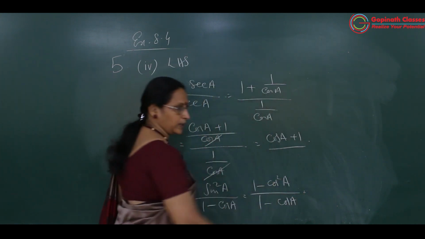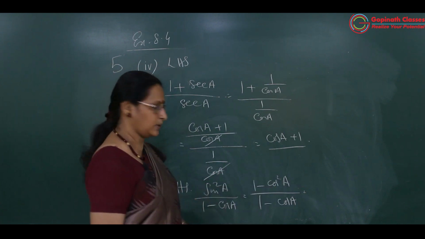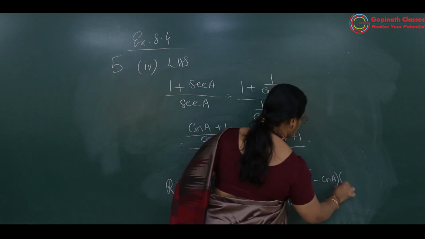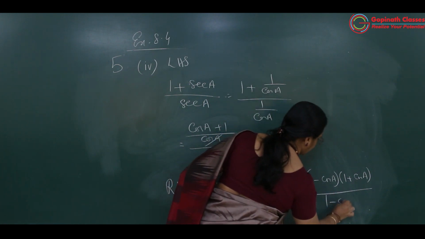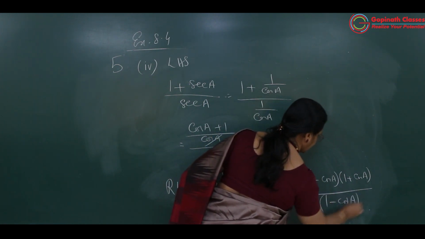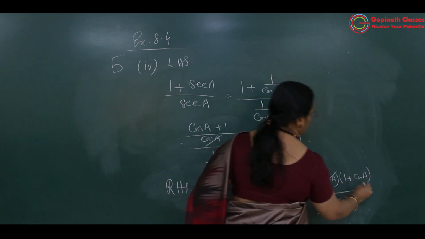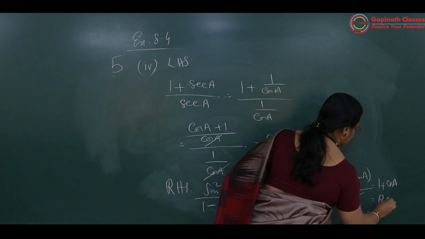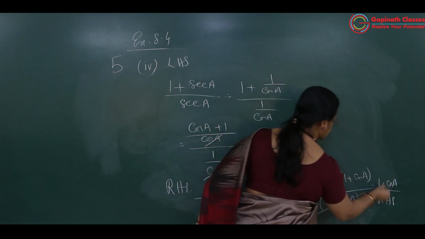1 minus cos square A is again an algebraic identity, A square minus B square. It can be factorized into (1 minus cos A) into (1 plus cos A), upon the denominator 1 minus cos A. It can be cancelled, the 1 minus cos A. What are we getting? Nothing but 1 plus cos A, which is the RHS, and here it is the LHS.